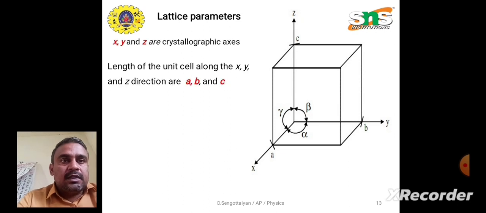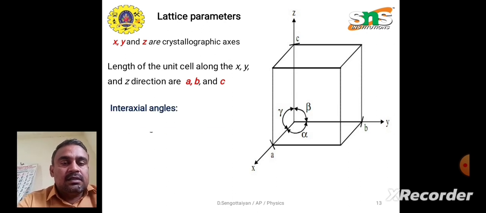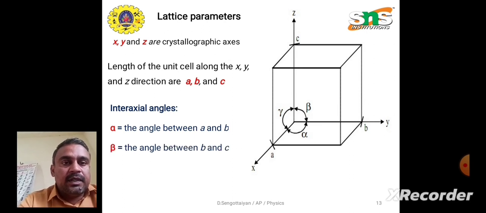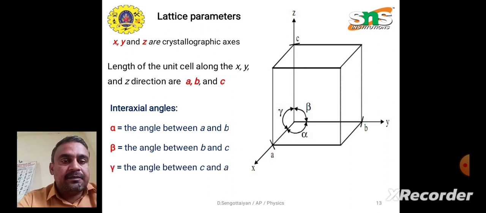Then the next important topic is lattice parameters. In the crystallographic axes x, y, z, the crystal length or axial length is denoted as a, b, c in the x, y, z directions. These are called interaxial lengths and interaxial angles. So alpha is the angle between a and b, beta the angle between b and c, and gamma the angle between c and a.